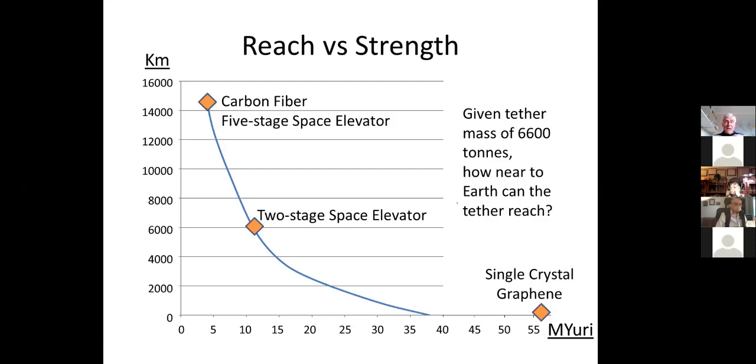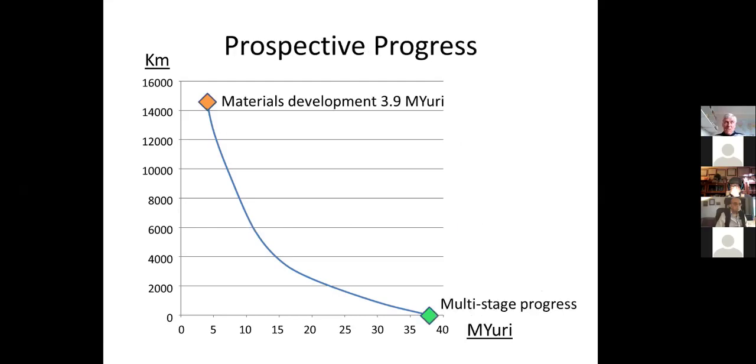I've aimed for the two-stage space elevator at 6,000 kilometers, and at the other end, we have the marvelous single crystal graphene, which is strong enough to do it all by itself, at 56 megayuri. So that's where we are. There's this chasm between what's commercially available and what's theoretically possible and what we hope will be practically possible. So I envisage things gradually coming together as materials develop. We work on the multi-stage space elevator at the moment. It doesn't even reach five meters high, but we're working on that.